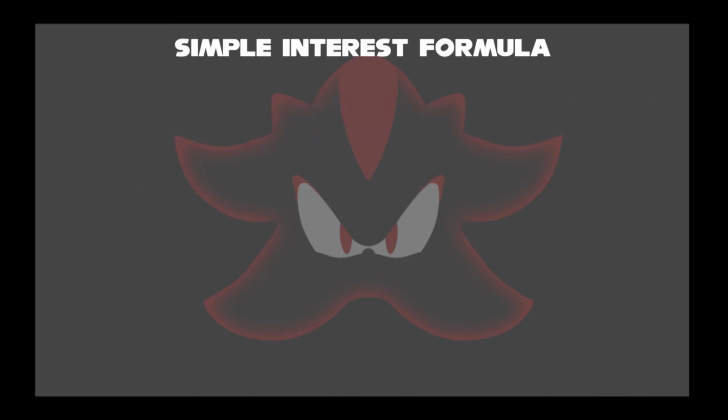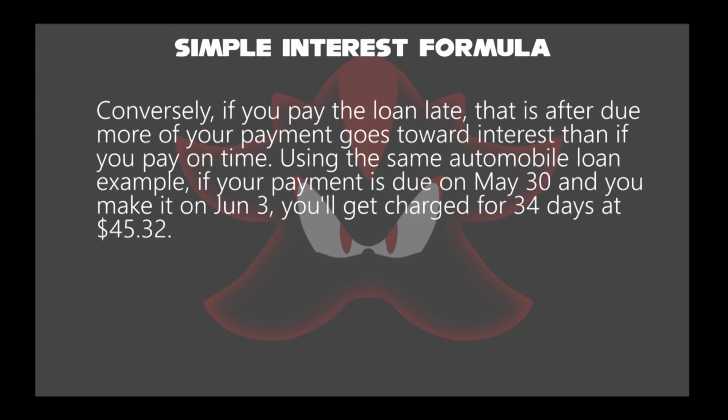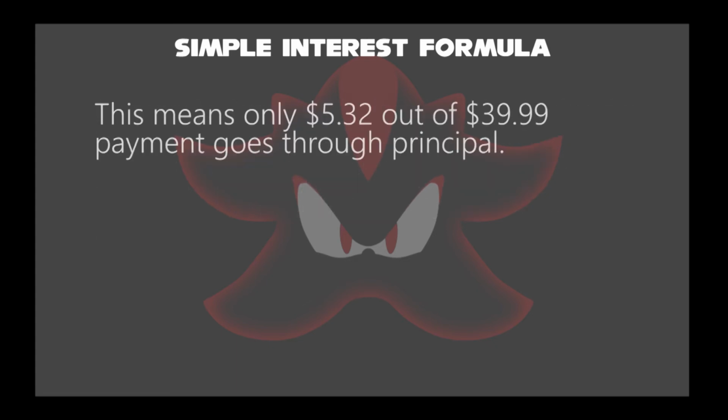Conversely, if you have paid the loan late or after due, more payment will go towards interest than if you pay on time. As before, the due date is May 30th. Instead, if you have paid on June 3rd, which is late by 4 days, you'll get charged for 34 days of interest, $45.32. This means only $5.32 of your $39.99 payment goes through principal.